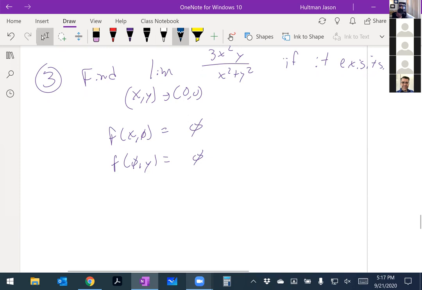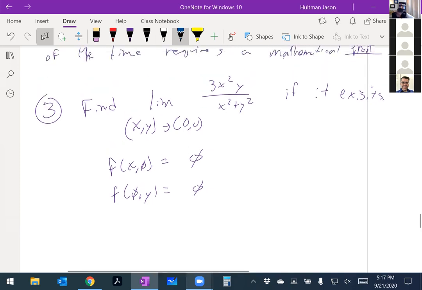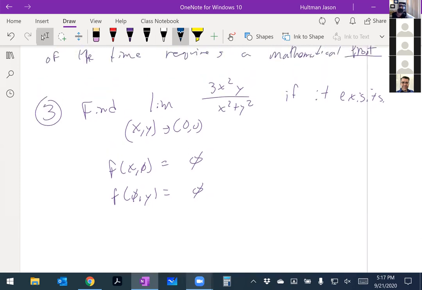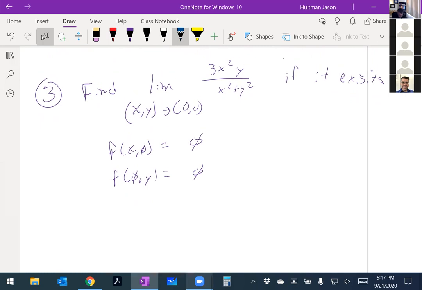Let's put in some x's as equal to y's. So let's do f of x, y. Okay, let's let x equal y here. Then this becomes 3y cubed over 2y squared, which is 3 halves y.